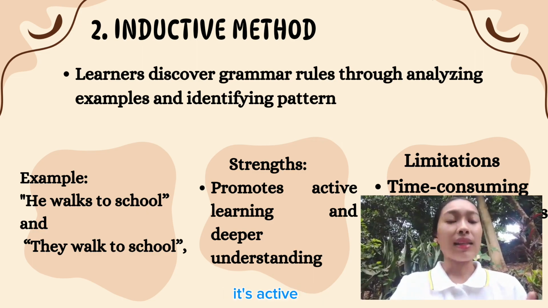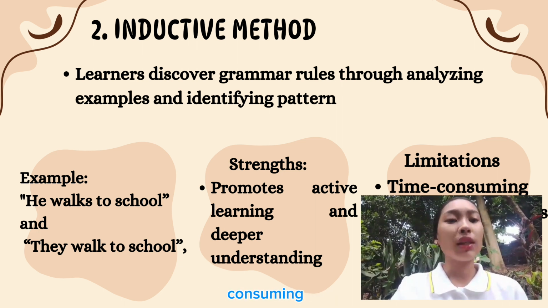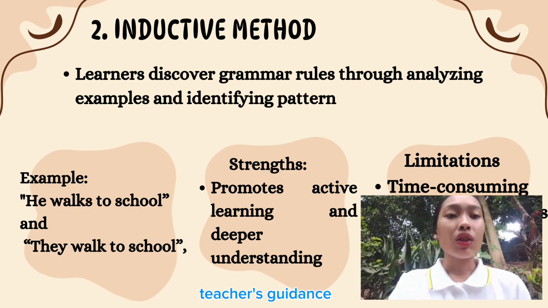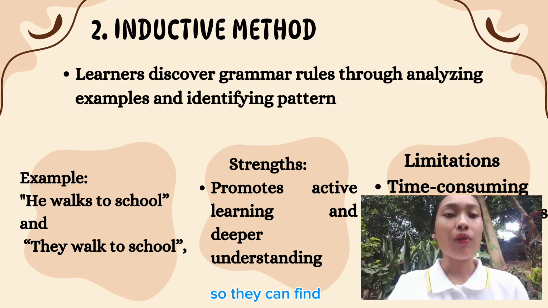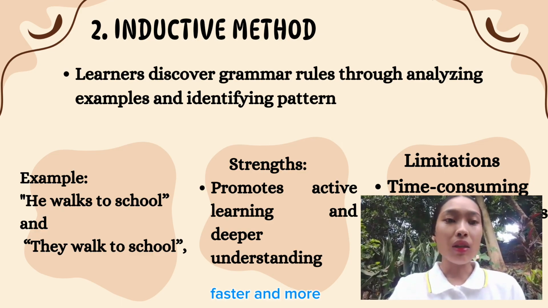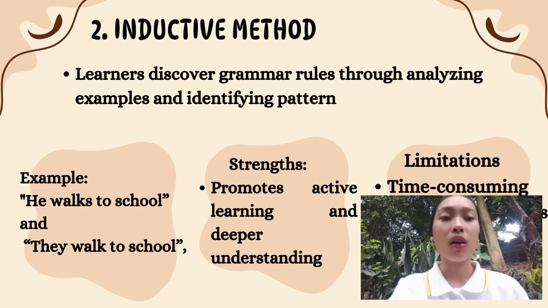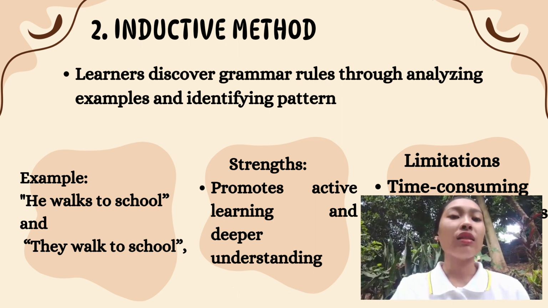Its strength, it's active and good for critical thinking and deeper learning. Its limitations, it's time consuming since students must explore before finding the rule. Also, it needs guidance. Teachers' guidance is needed to help them in the right direction so they can find the correct rules faster and with more clarity. For example, he walks versus they walk. Students see examples and figure out the rules themselves instead of the teacher giving it directly.